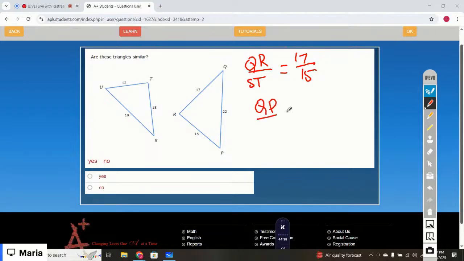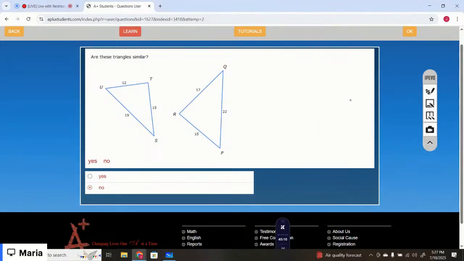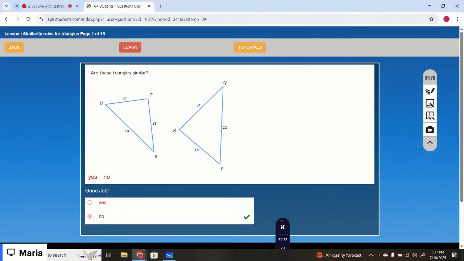And QP is similar to SU. That is 22 over 19. RP is similar to UT. That is 15 over 12. So the ratio between the corresponding sides are not similar. So that means they are not similar triangles. The correct option is no, that is not similar.